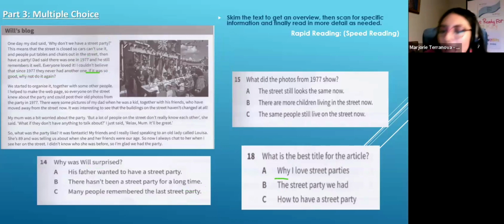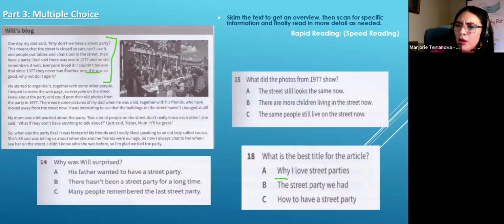For example, A says, why I love street parties. So if I read all of this, okay, am I talking about the reason why I love the street parties? Not really. My father told me about this street party that he had in 1977. He told me about that, right? And then he mentioned a little bit of what happened in there. So I already eliminated this answer. Why? Because the main idea should be in every single part of the text. And I already found that why I love the street party is not correct.